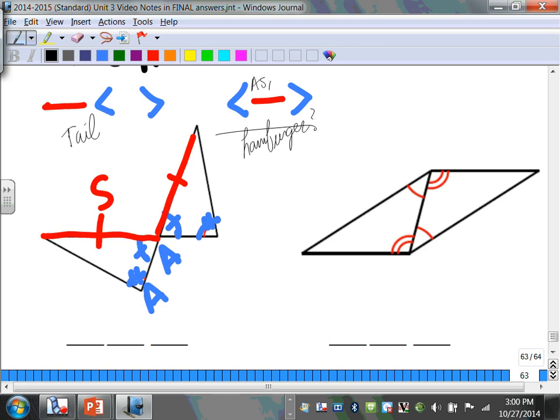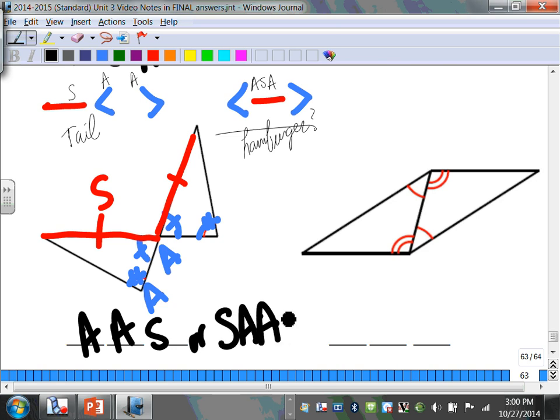This would be angle, side, angle. This is angle, angle, side. If you look very carefully here, this one, you have two angles and then a side, so this can read angle, angle, side, or it could also read side, angle, angle, same thing. Okay, you pause the video and you find the rest. Restart the video when you're done.